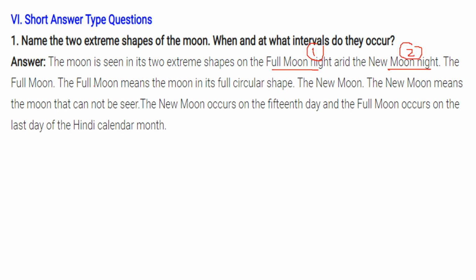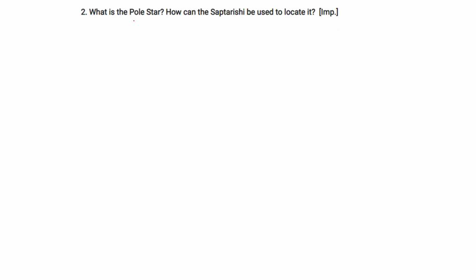The full moon means the moon in its full circular shape. The new moon means the moon that cannot be seen. That is, the new moon occurs on the 15th day and the full moon occurs on the last day of the Hindi calendar month. What is a pole star?